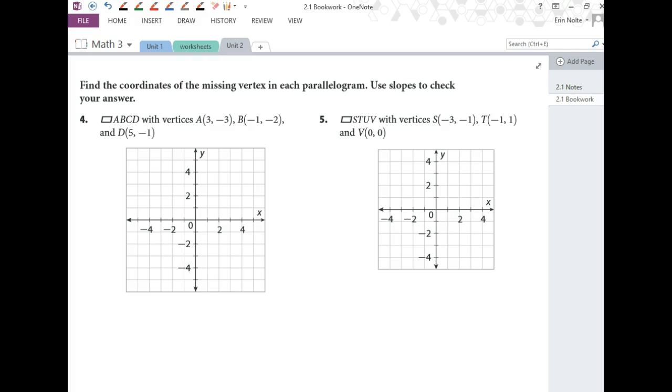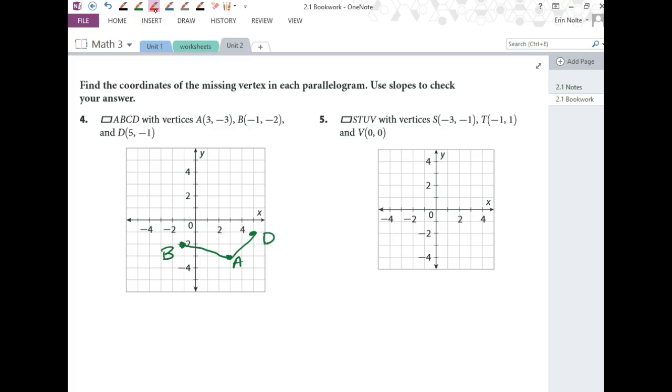Okay, so I'm going to start by simply plotting the points that are given to us so we can just find it like we did on the warm-up today, right? A is 3, -3, so we're looking at right here. B is -1, -2, so right there. D is 5, -1. Okay, so the piece we're missing is what? C. Okay, so how are we going to find the C?